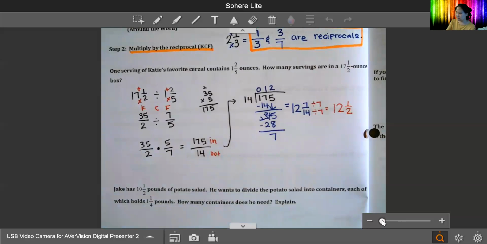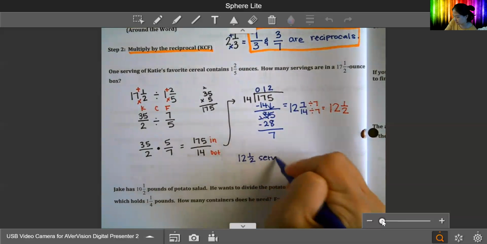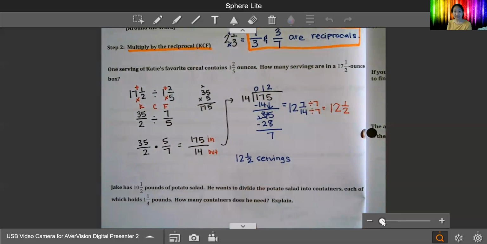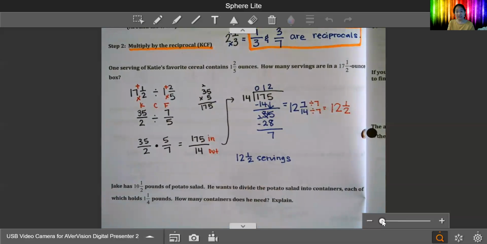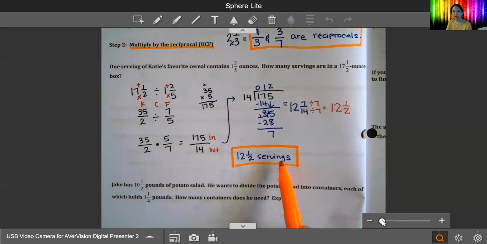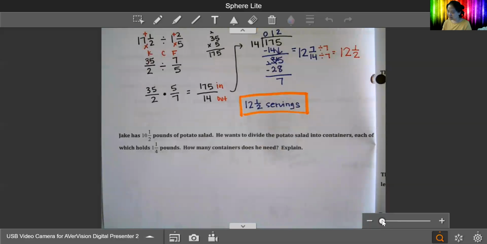Since it's a word problem, it is 12 and 1 half servings. And for servings, it is possible to have half a serving. So then your answer is going to be 12 and a half servings. But sometimes, depending on the problem, if the labeling has to be a whole number, cannot be a partial, cannot be a fraction, then you would, depending on the problem, leave it as 12 or round it up to 13. So sometimes you have those type of problems too. Okay, all right. Going on to the next one.